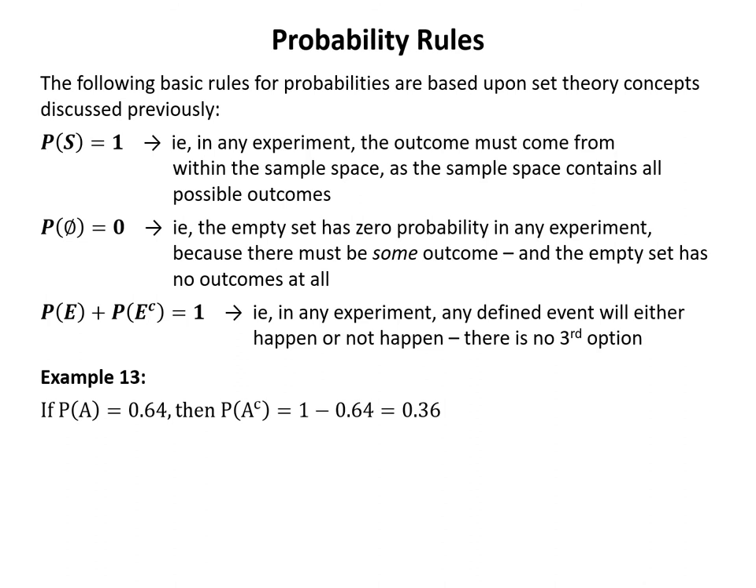And thirdly, we have the rule that says that the probability of an event E plus the probability of E complement must equal 1. And this rule basically says that in any experiment for any defined event, it will either happen or not happen. So with respect to any particular event, there's no third option. So in example 13, we see that if we have an event A such that the probability of A equals 0.64, then the probability of A complement would have to be 1 minus 0.64, which equals 0.36.